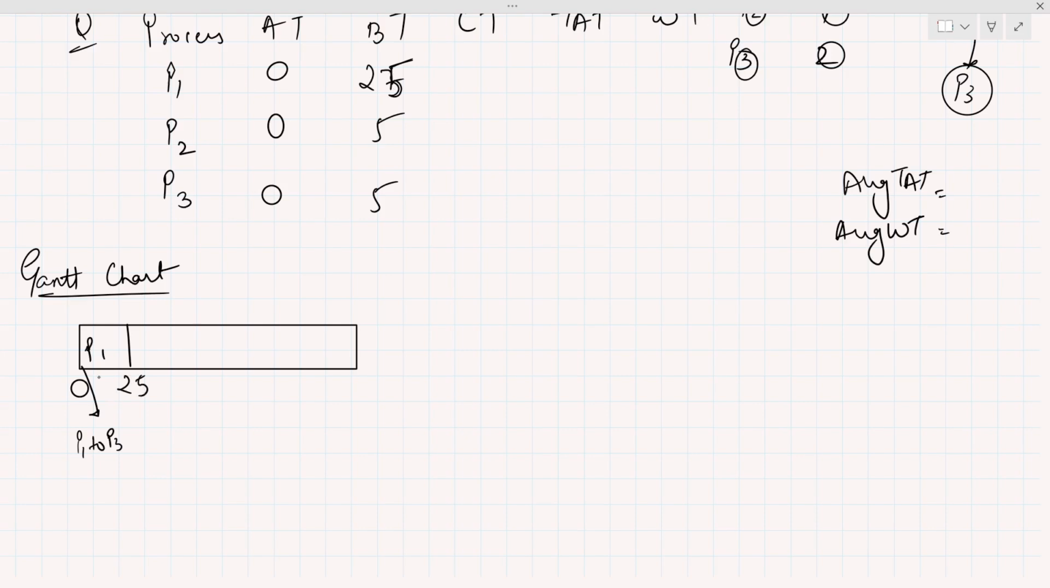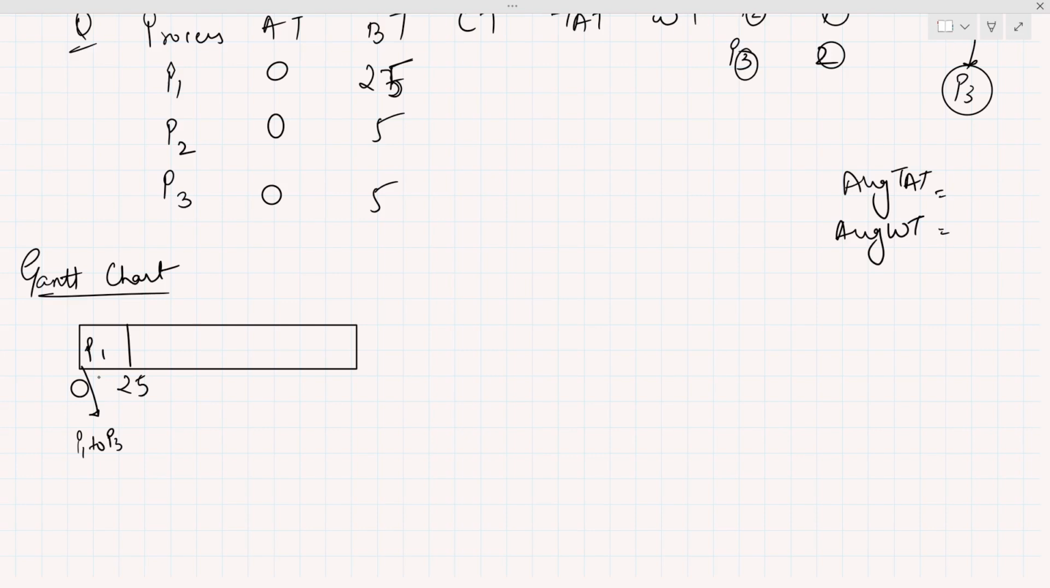Now why do I write 25? Why not write 5? Why not divide this 25 into some parts? Because it's a non-preemptive process. When a process is in a running state, no one can snatch the CPU from it. That process will execute fully, and it leaves the CPU when its work is done or when it terminates.